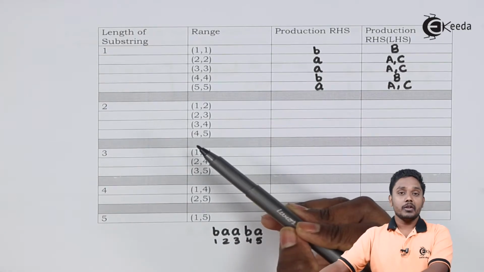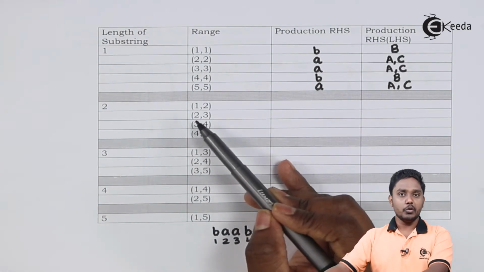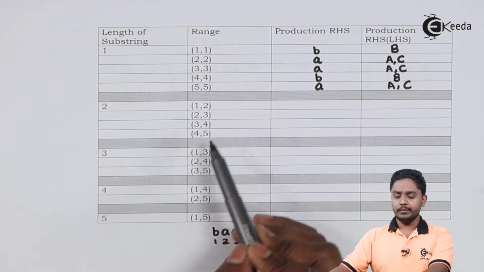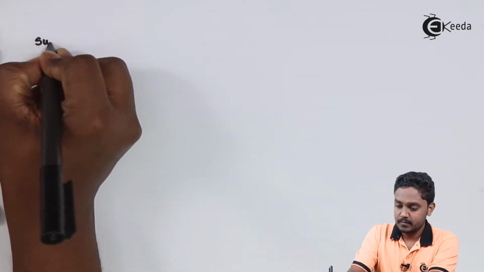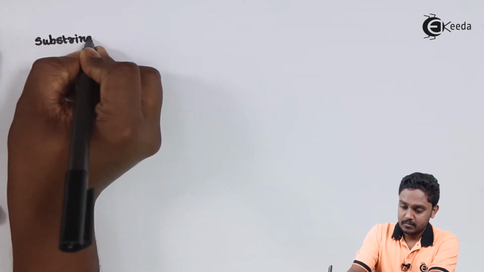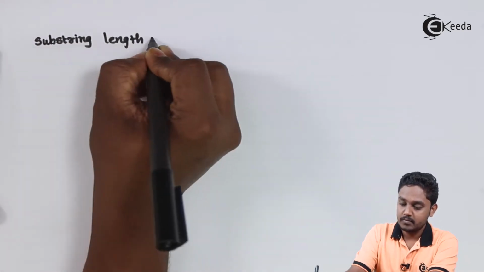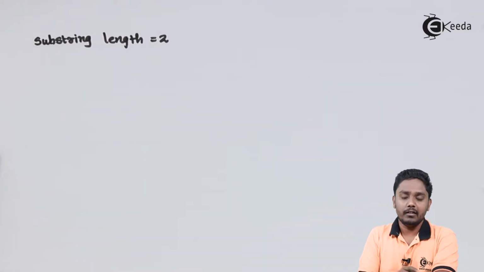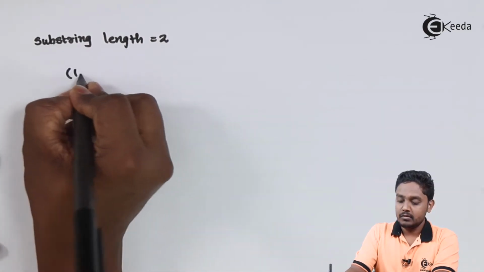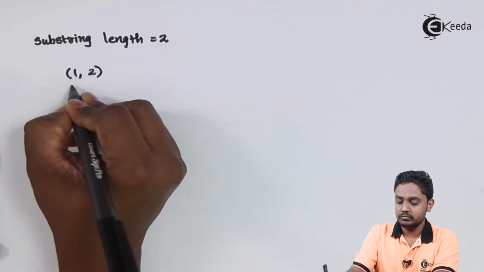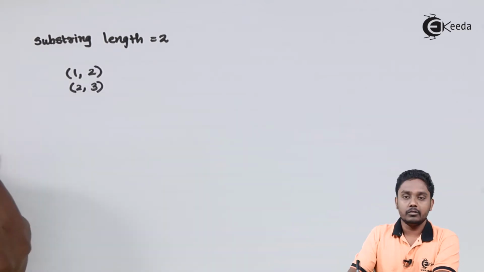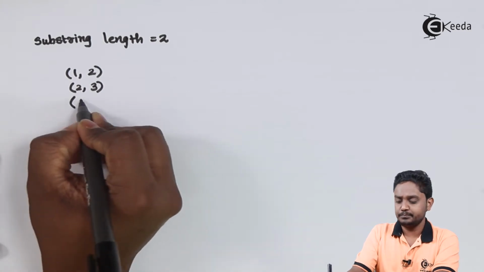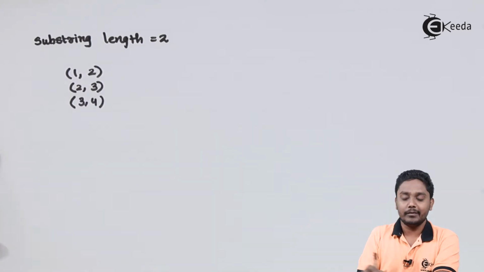What would be the substrings of length 2? Position 1 to 2, 2 to 3, 3 to 4 and 4 to 5. Substring length is 2. The positions are 1 to 2, 2 to 3, 3 to 4 and 4 to 5.